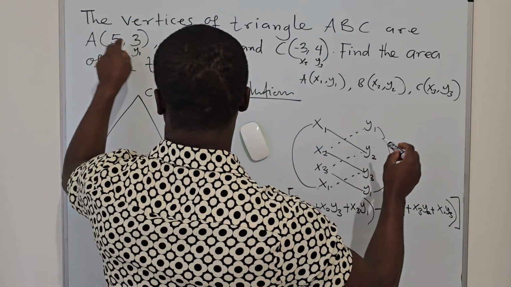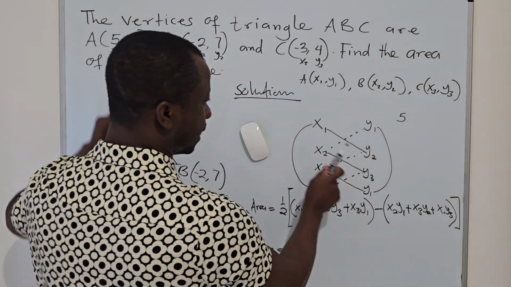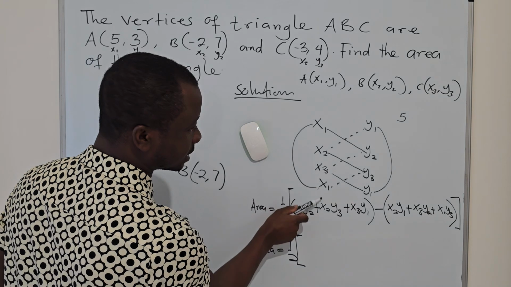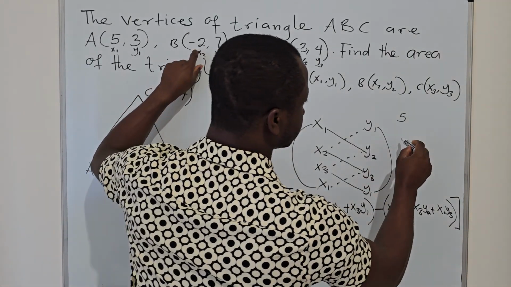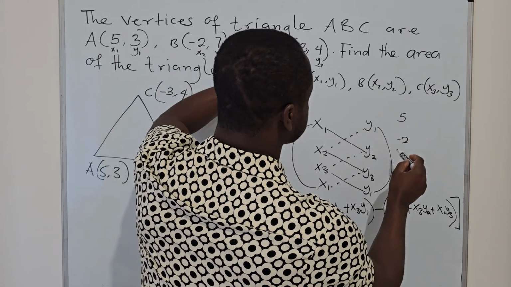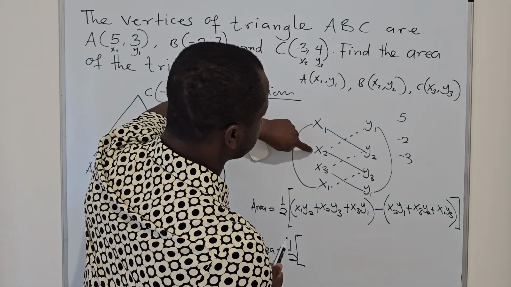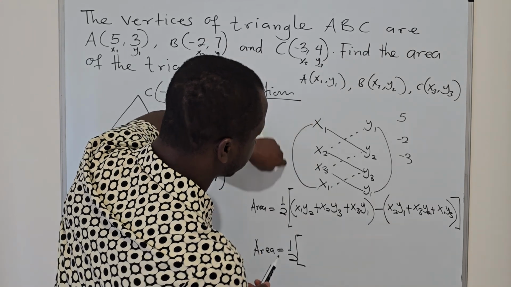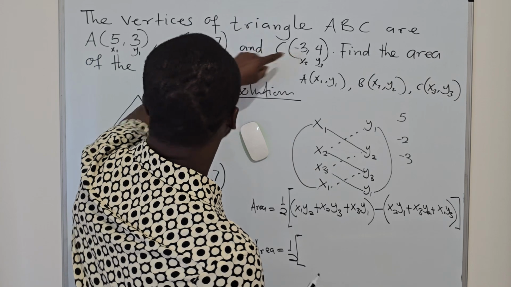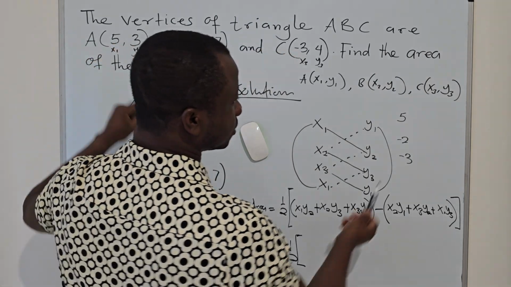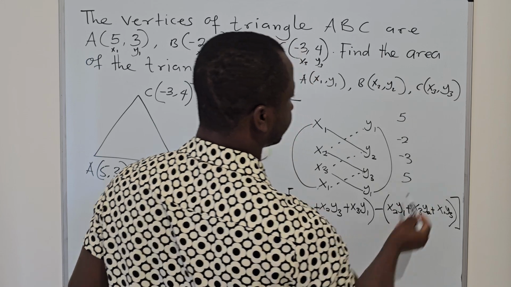So let's go. I'm going to have 5. The x coordinate is going to be written first, vertically like this. So 5 first, then -2, then -3. Remember, when I started with x1, x2, x3, I repeated x1 here. So if I start with 5, -2, -3, I have to repeat the 5 down here. So I started with this 5, so I'm going to repeat this 5 down here. So 5 will come here.